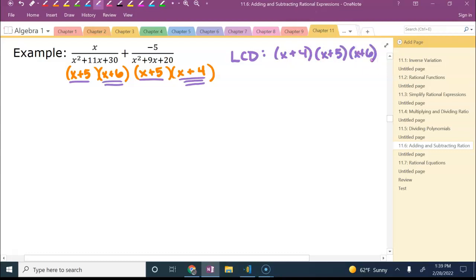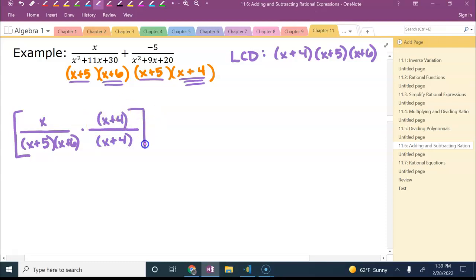fractions. Now, the first one already has the x plus 5 and the x plus 6, so it is only missing the x plus 4. So to get that first fraction to change, we are going to multiply by that x plus 4 quantity, and again, whatever we do on the bottom to get it to match, we have to do it on the top. Now, for the second fraction, you have the x plus 5 and the x plus 4 on the bottom, so that one is missing that x plus 6. So we have to multiply the top and the bottom by x plus 6.